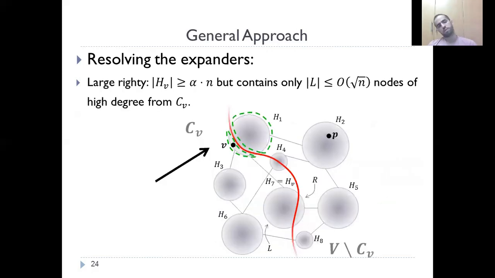Okay, now as far as large expanders, first observe that the total number of large expanders is O of 1. So I'm just going to tell you how we are going to handle each one of them.